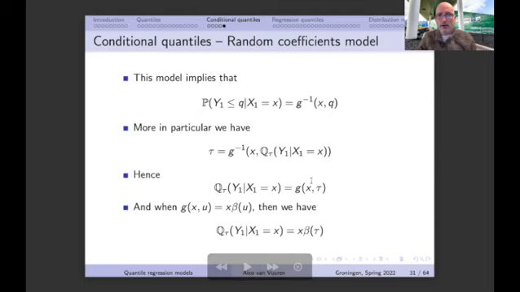And when we are particularly interested in the random coefficients model, then we're going to see that what we get is actually nothing else than x beta(u). So then the conditional quantile is actually nothing else than x beta(tau). Well, this is very interesting because of the fact that we now have a good interpretation of the beta coefficients with respect to the random coefficients model.